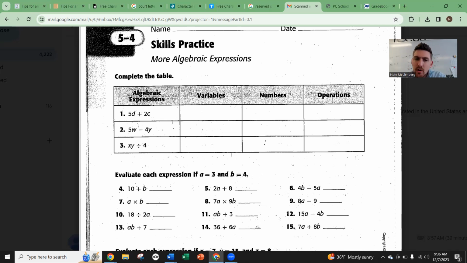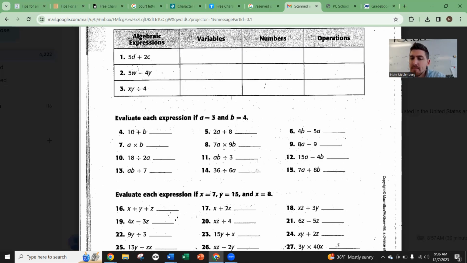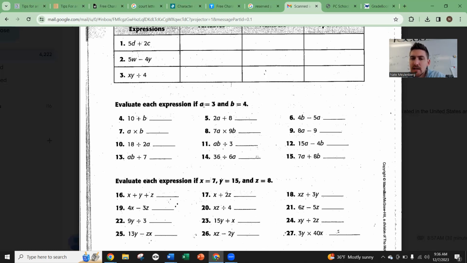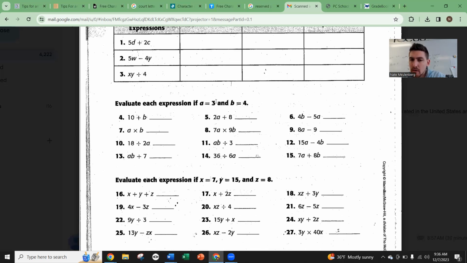So variables for number 2, W and Y. Numbers 5, 4. Operations, you're multiplying and you're subtracting. Hopefully that makes sense. Down here, it's just basic algebra. You're sticking in these numbers for the problems.